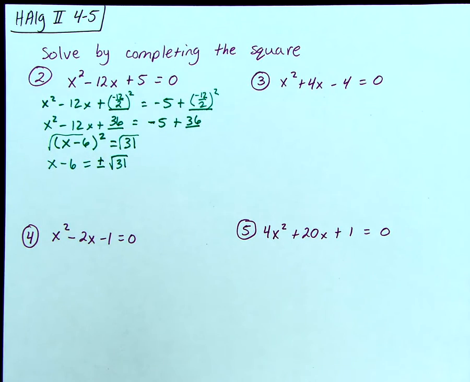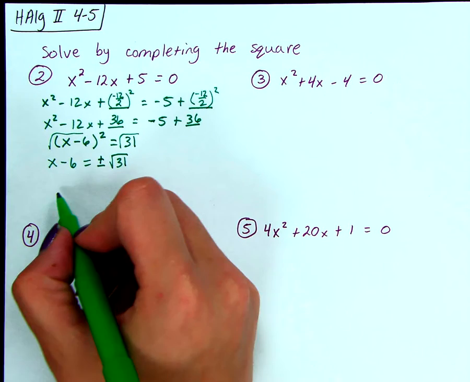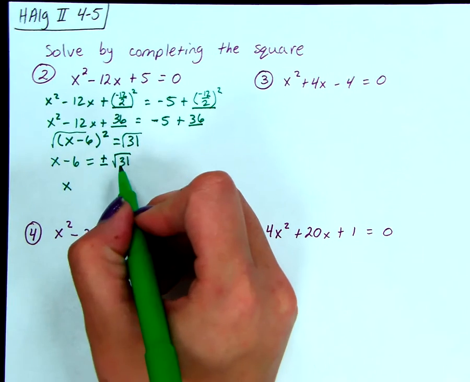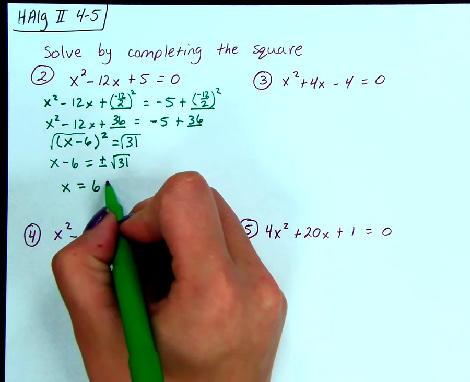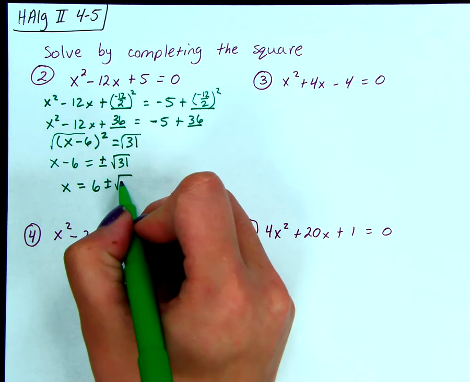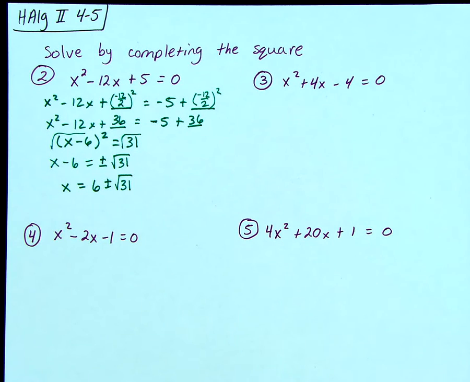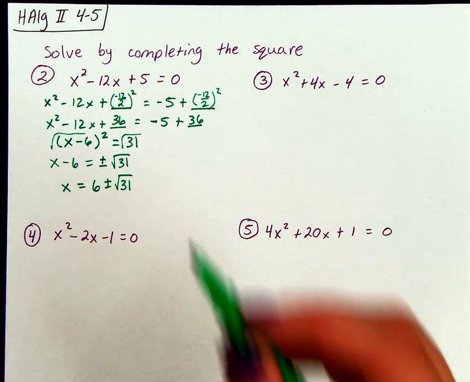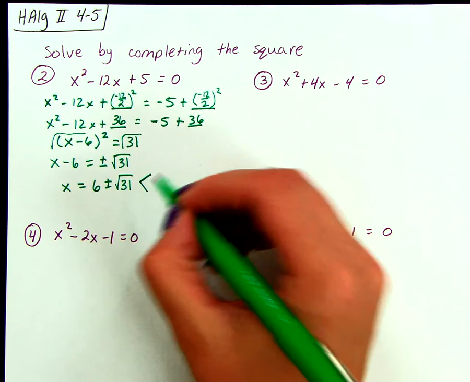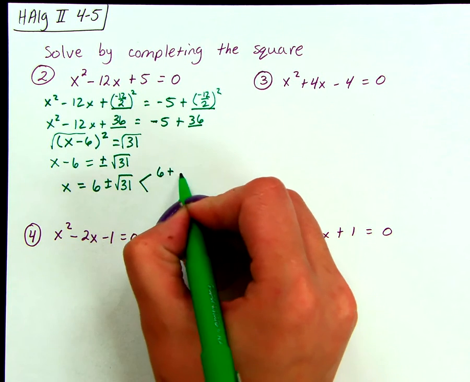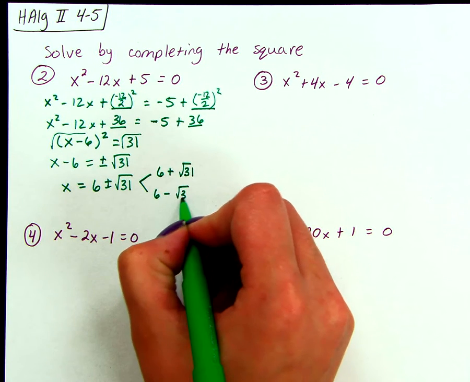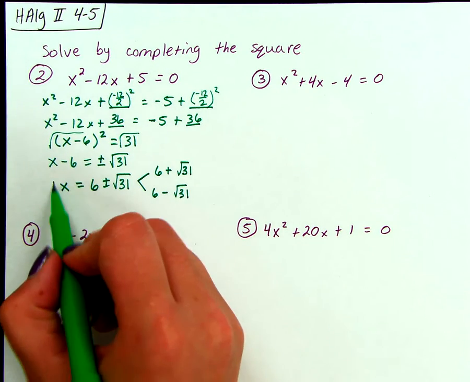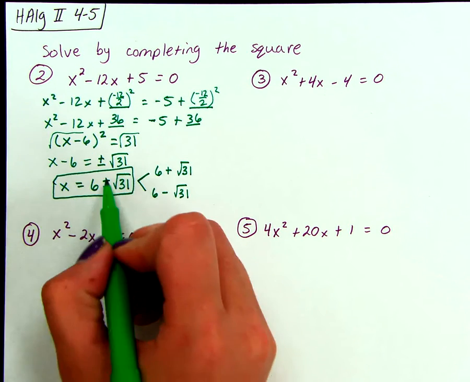Okay. And then to get x by itself, we would add the 6 over. And I'm going to put the 6 in front of the radical. So we will have x equals 6 plus or minus the square root of 31. And we can't do anything else because we can't combine those because they're not like terms. Okay. Now again, this really means that we have two different answers. We have 6 plus the square root of 31, and we have 6 minus the square root of 31. Okay. But I'm okay if we just write it as one answer. Okay, with the plus minus in between.